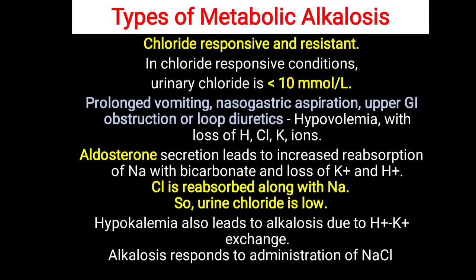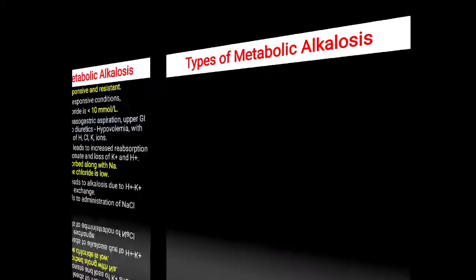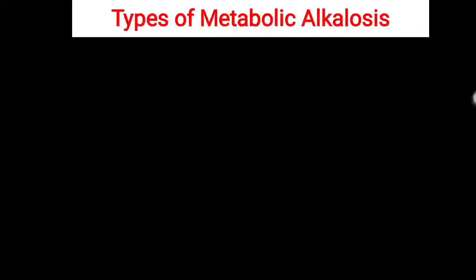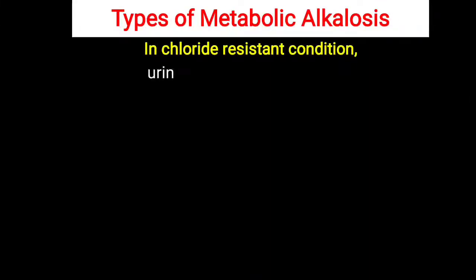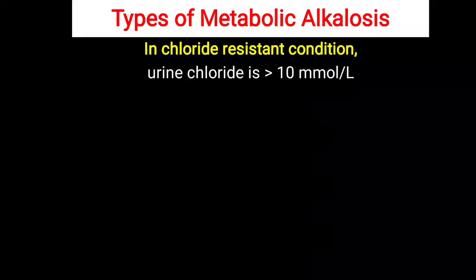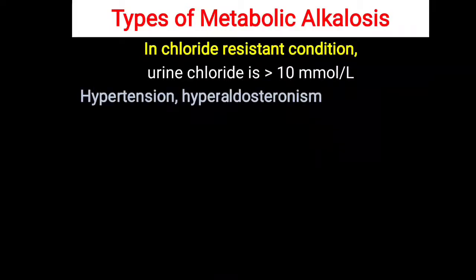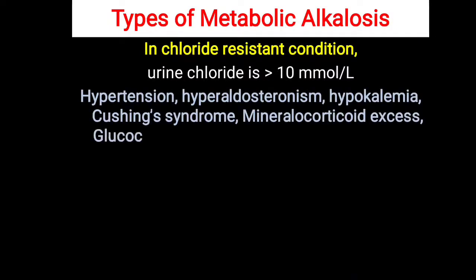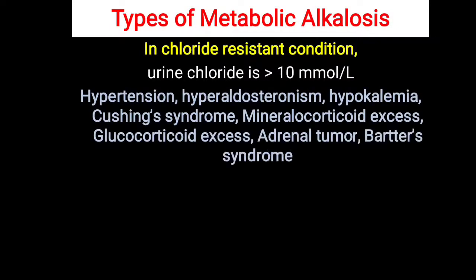So alkalosis is very responsive whenever we are giving NaCl, particularly this type of chloride-responsive metabolic alkalosis. Now further in metabolic alkalosis, there is one more type, that is the chloride-resistant condition. Here the urinary chloride level is more than 10 millimole per liter, sometimes 20 millimole per liter. So hypertension, hyperaldosteronism, hypokalemia, particularly Cushing syndrome, Conn's disease, mineralocorticoid excess, glucocorticoid excess, adrenal tumor, Bartter syndrome.